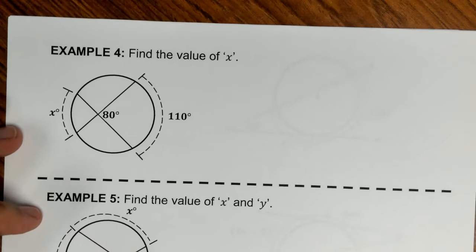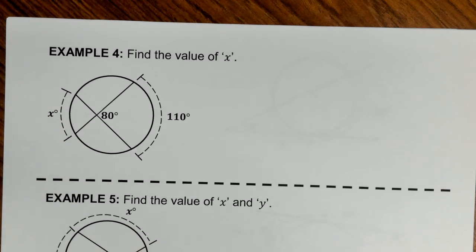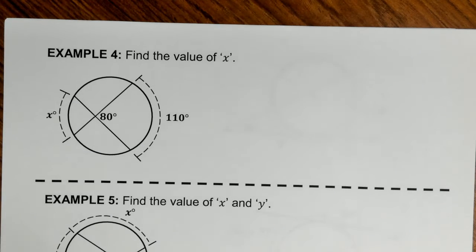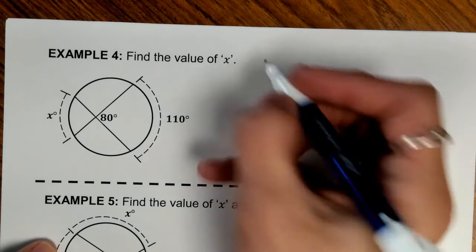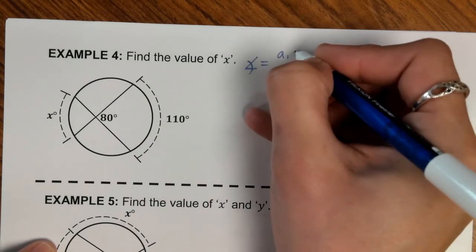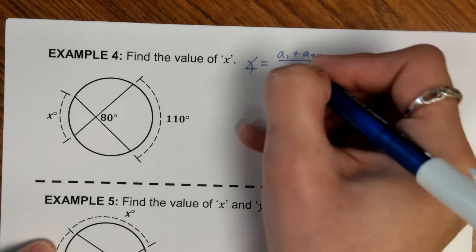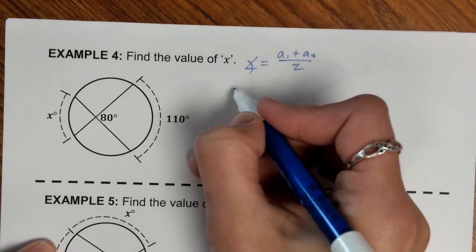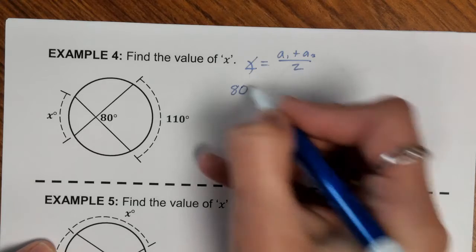And we will take a look here. We are now going to have to work backwards on this one because of the fact that we have the angle, we don't have one of the arcs. So not a big deal. We know that our angle measurement will follow that formula of arc 1 plus arc 2 divided by 2. But this time we have our angle, 80 degrees.